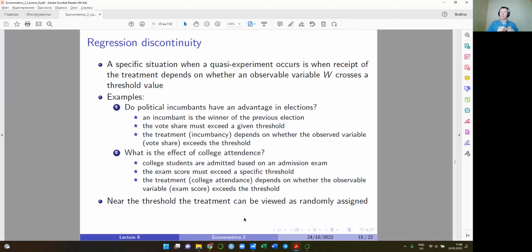Remember, when we spoke about randomized control experiments, we wanted both groups to be as similar as possible, and only one difference must be between them: the difference in treatment. And in our case, those who are very close to the threshold, but some passed and some did not pass, also might be similar. And this setting is called the regression discontinuity design. Why discontinuity? Because at the threshold, this discontinuity occurs. Some people receive treatment, some people do not receive treatment.